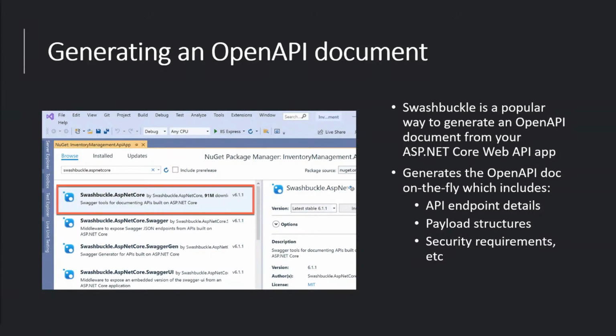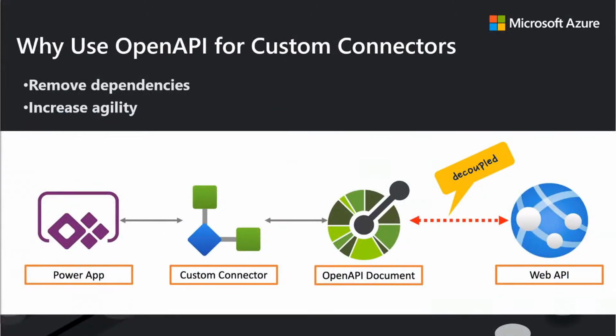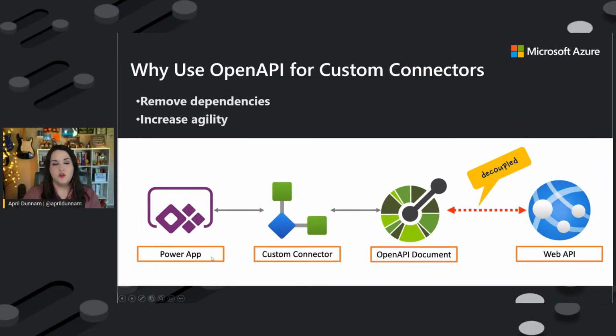So why use these OpenAPI documents for custom connectors? Well, it removes dependencies and it increases agility. So it kind of decouples everything. How it would look on the back end, you have your Power App, you have the custom connector, which is what the Power App uses to talk to the service. That custom connector talks to your OpenAPI document, which is decoupled from your web API itself.